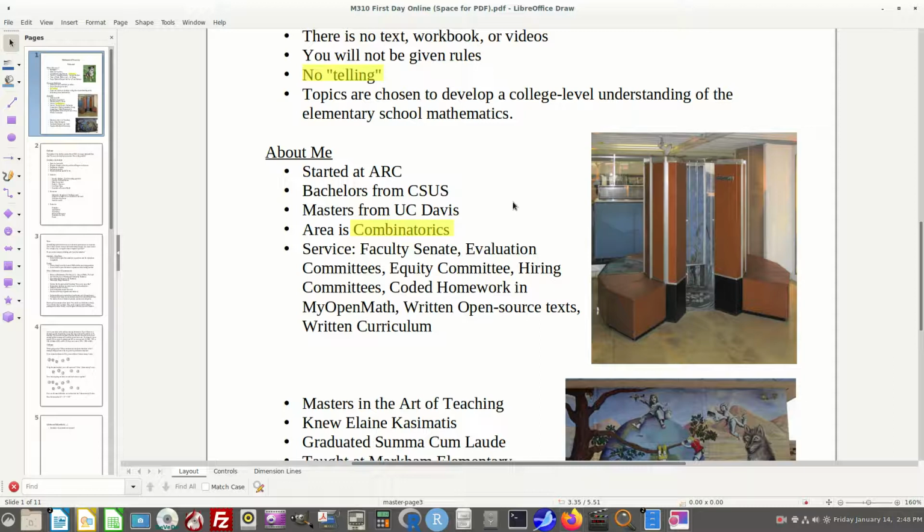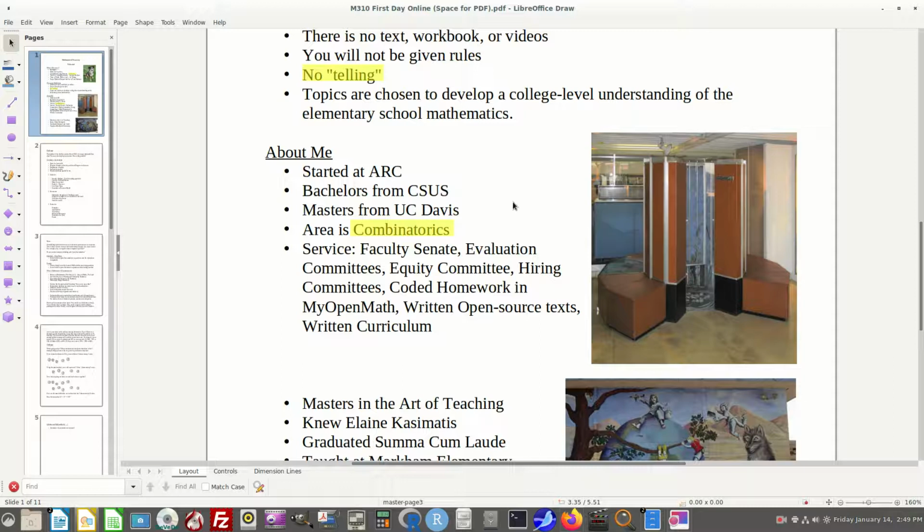In terms of being a professor, I've served on the faculty senate, on evaluation committees, where we look at the student evaluations from other instructors, the equity committee, hiring committees. I created an open source committee for free textbooks and online instruction like My Open Math.